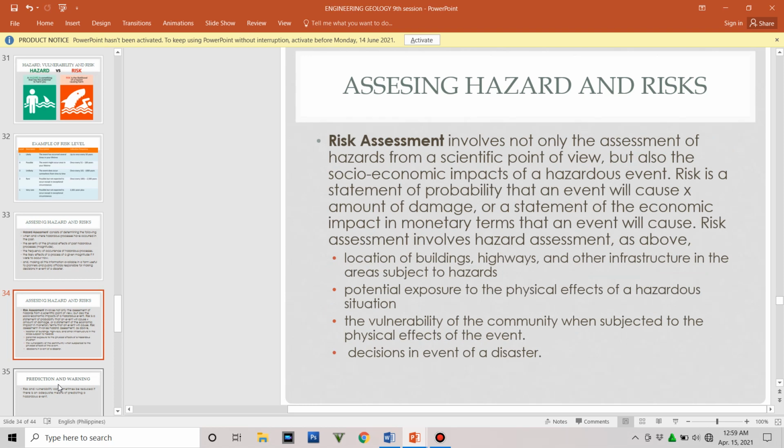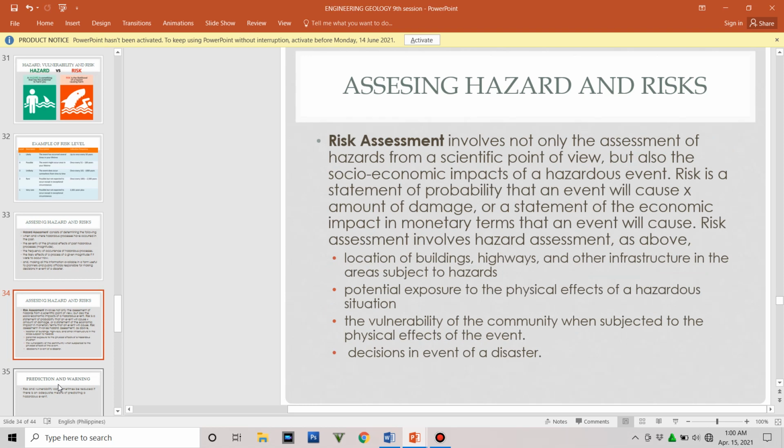So risk assessment involves not only the assessment of hazards from a scientific point of view, but also the socio-economic impacts of hazardous events. By the way, hazard assessment is different versus that of the risk assessment.